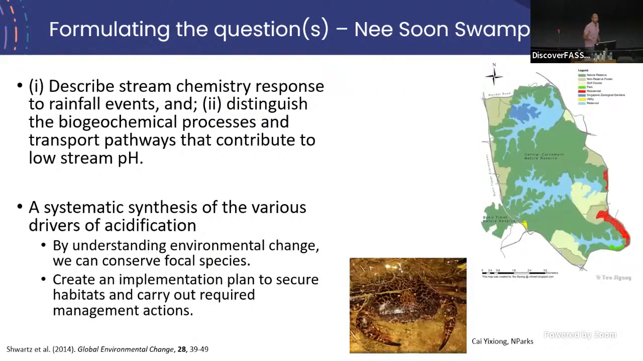So that's our question. We've been observing all these things, and we're now formulating the question. Our project was to describe the stream chemistry response to rainfall events. As I said, the pH varies, but we are trying to figure out what the chemistry is from different rainfall events. We want to distinguish the biogeochemical processes that affect your low stream pH. Nisun is generally acidic because of organic acids, and you're also getting acid rain.